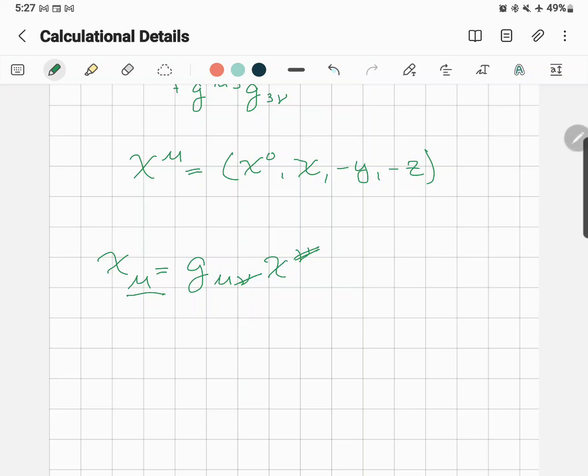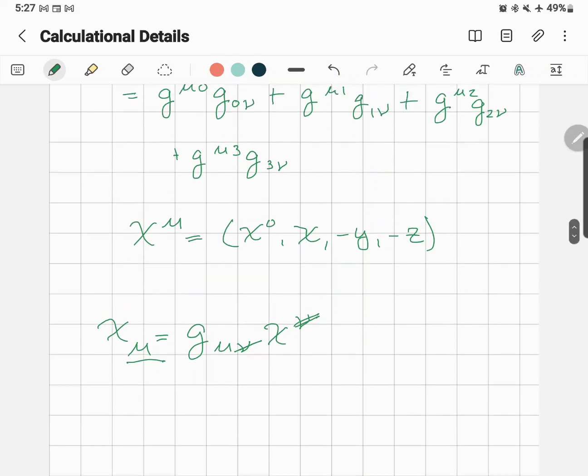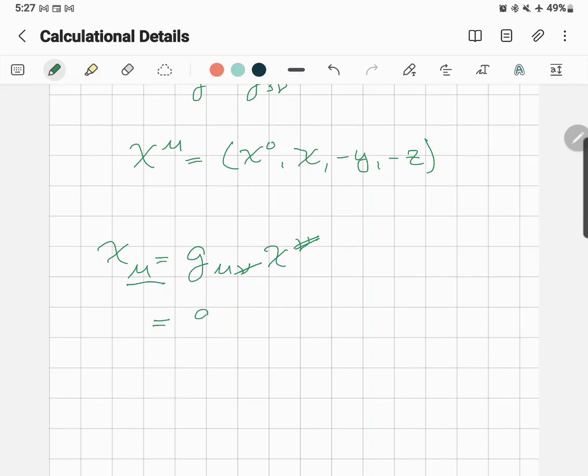So as I've said, this would be equal to g mu 0 x0 plus g mu 1 x1 plus g mu 2 x2, and then plus g mu 3 x3.